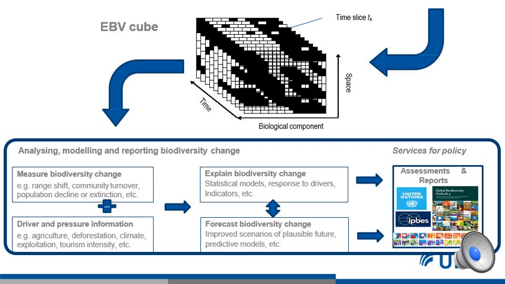And only when we have done all of this, and once we have this view and all the tools available, will we actually be able to measure biodiversity change, see are there range shifts, are there turnovers in communities, declines of populations, and so on. And then we need to have the information on drivers and pressure to explain actually why we have this biodiversity change. And then, based on this, we can do a forecast of biodiversity change.